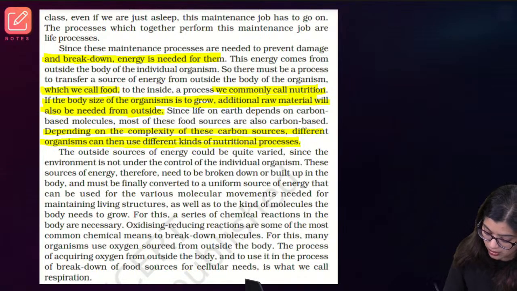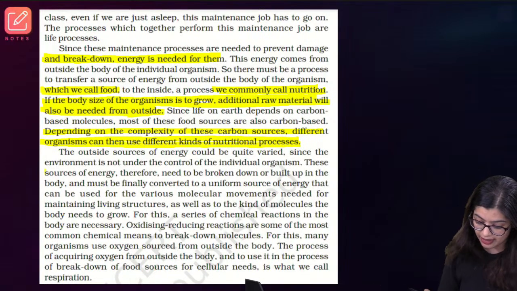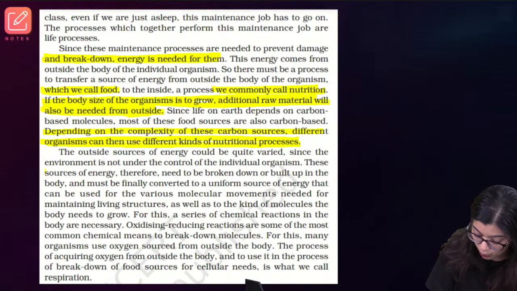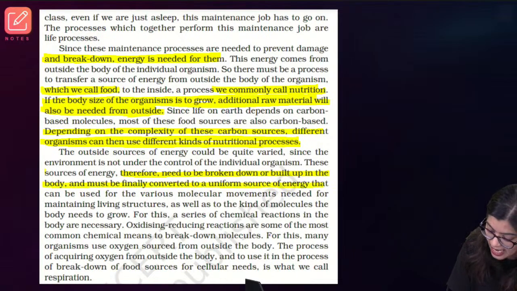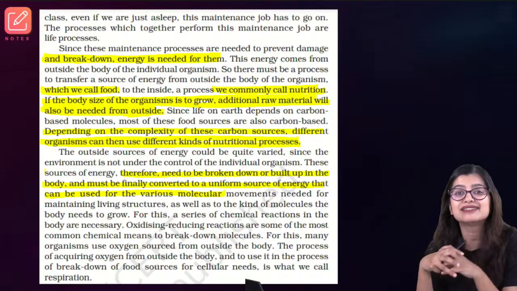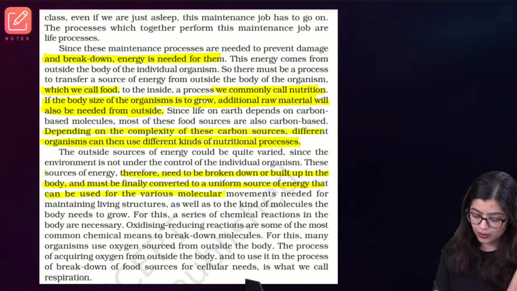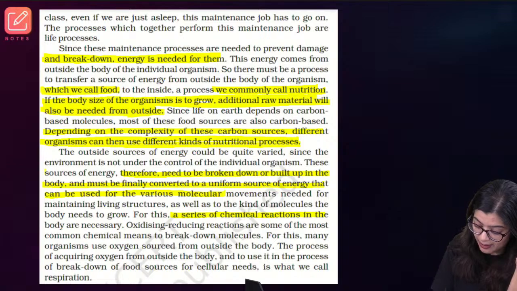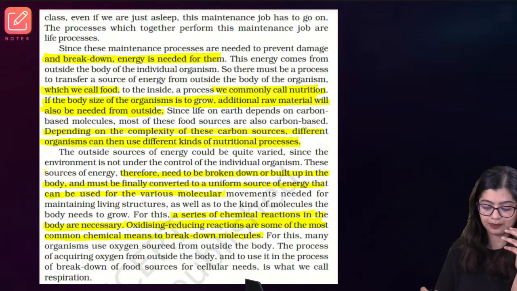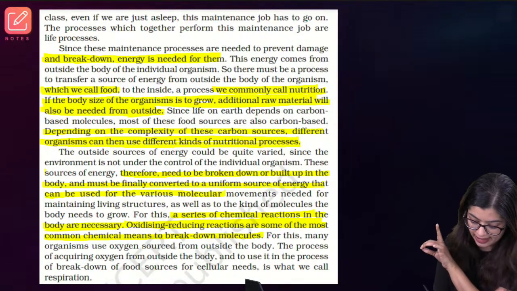Now, along with this, we also see that we require energy, right? So, in different organisms, sometimes food needs to be broken down, or built up in the body, and then it needs to be converted to a uniform source. That means at a molecular level, this energy needs to be in a form that my cells can use, so that they can use it up. So for this, there is a series of chemical reactions that take place. We have oxidizing and reducing reactions that help in breaking down these complex chemical substances. Yes? Now this is the point that I was telling you.